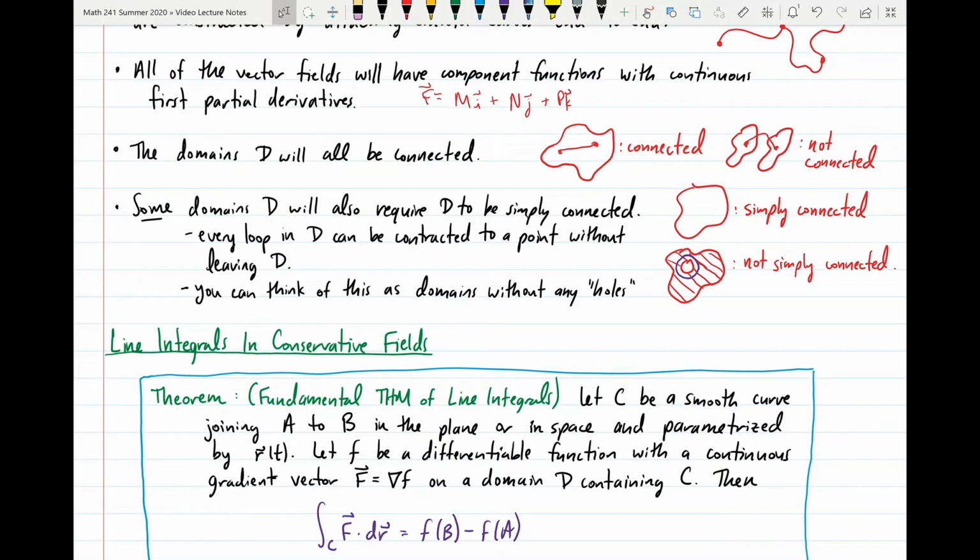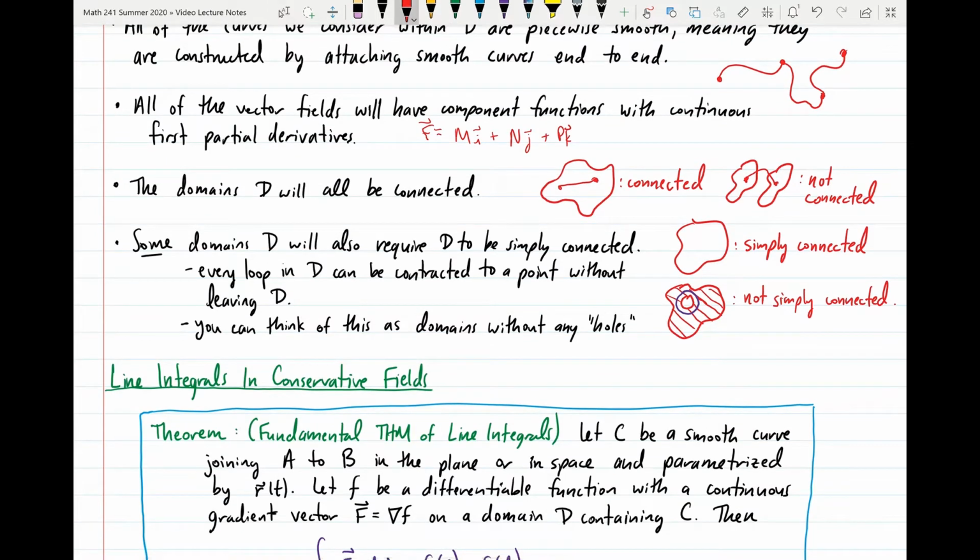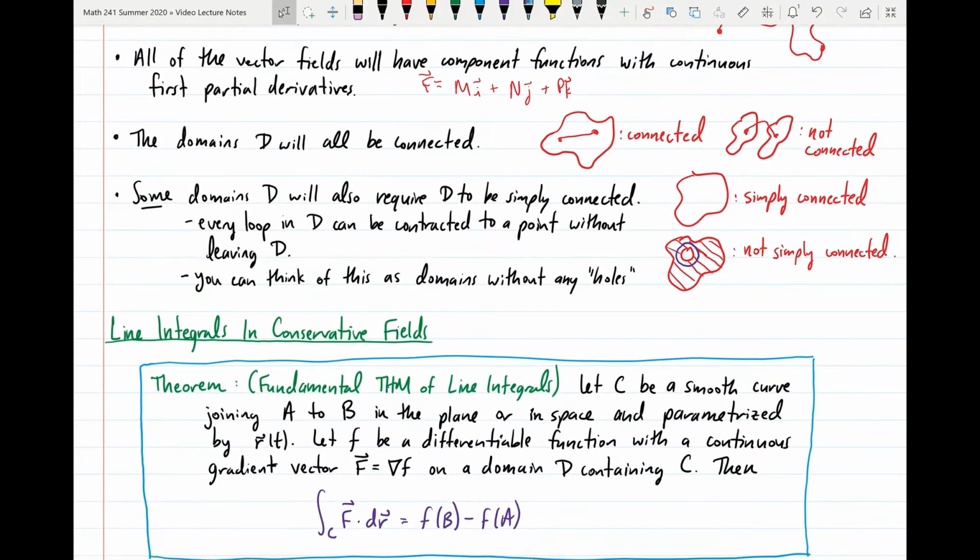More specifically, this is called being path connected. But again, that's more so in the realm of topology. We don't have to worry about that here. Hopefully these pictures give you an idea of what we're talking about here. And secondly, some of the domains D will also require D to be what's called simply connected.